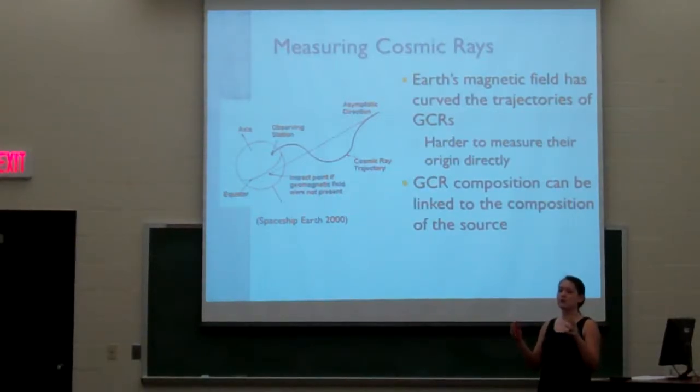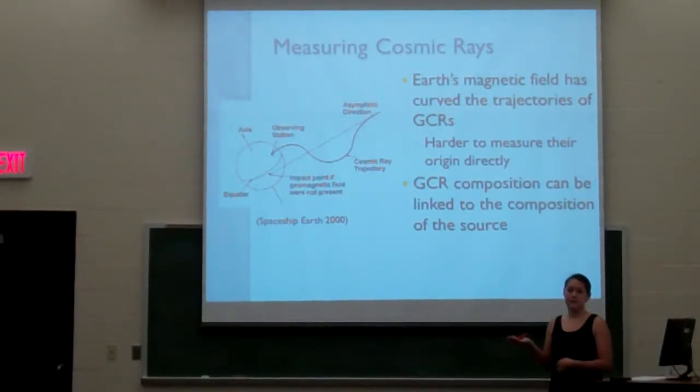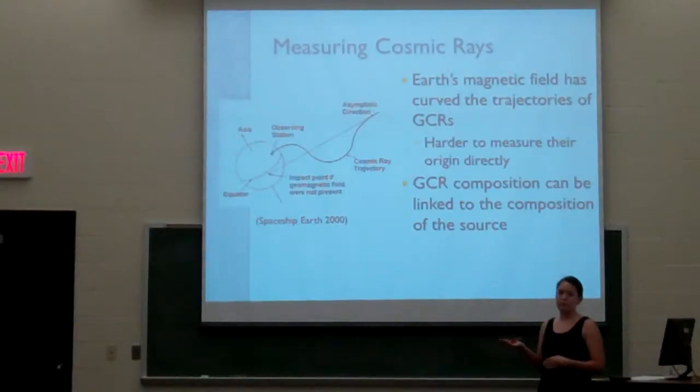Also, when GCRs impact Earth, they're going to impact it from every direction, like a blanket out in space, which makes it even harder to determine their origin. But if you take a look at the composition of the elements in the specific ray that hits Earth, they're trying to pinpoint from that where in space they originated from.